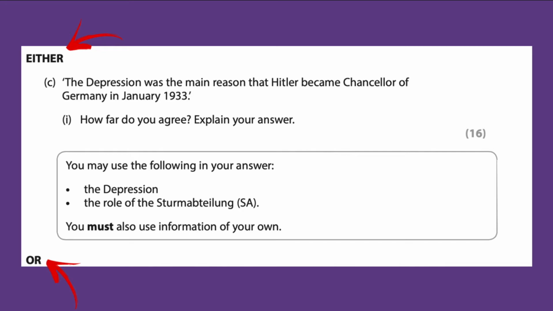So they just don't want you to say, okay, I agree this much and not explain it. Of course not. It's for 16 marks. And I'm sure most of you know that you're supposed to explain your answer in detail. So now below this, you'll see that they've given you 2 suggestions.